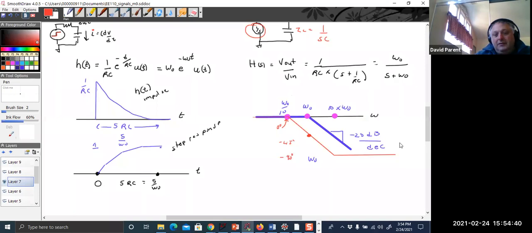Here, on the magnitude, I'm at omega naught. If omega naught gets bigger, it goes this way. If omega naught gets smaller, it goes that way. And here's the step response.